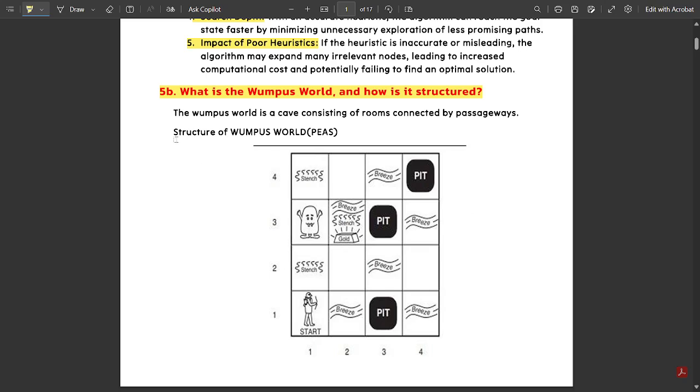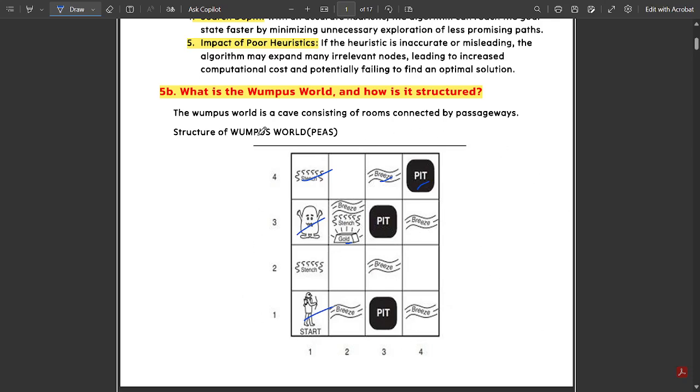The Wumpus world is a cave consisting of rooms connected by passageways. For each room, we have the particular passageways where we could be shifting from one box to another. Those are called passageways. This is the structure of Wumpus world. You can see some of the components mentioned here: stench, breeze, pit, then we have gold, Wumpus, the start point, and some other things.